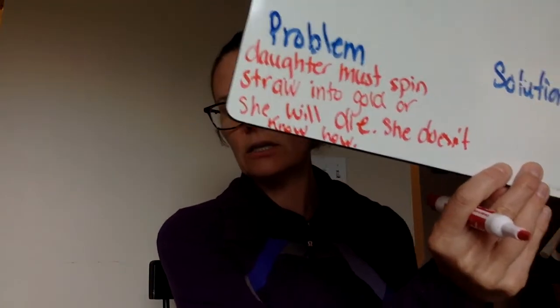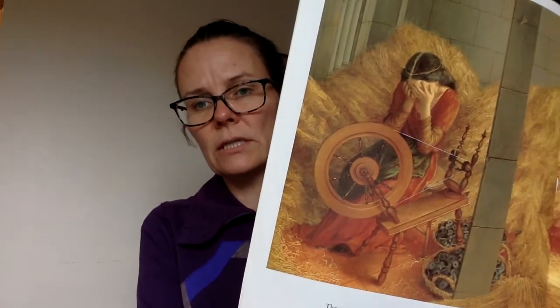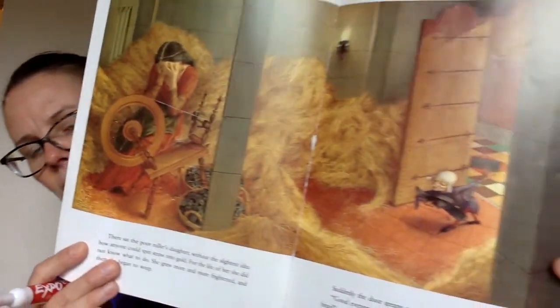She doesn't know how. Sorry, I'm squishing that into the bottom. So she doesn't know how. And here he is. Here's this girl. Oh, she's so sad. Oh no. And then here he comes. Good evening. What's the problem? Let's find out what happens next.